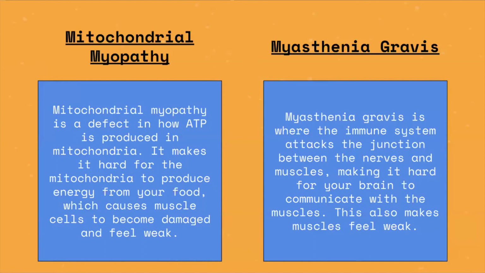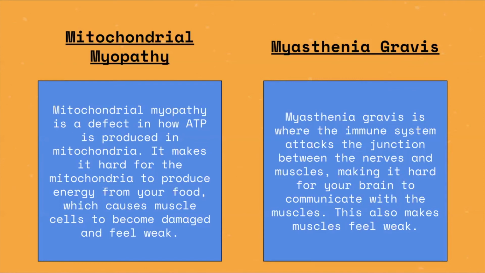We have myasthenia gravis. It's another very common disease of the muscular system. This is basically when the immune system attacks the junction between the nerves and the muscles, making it hard for your brain to communicate with the muscles. It also makes the muscles feel weak.